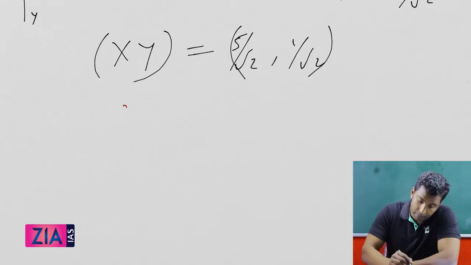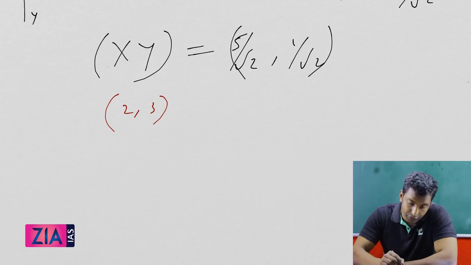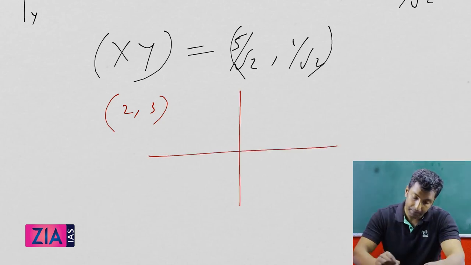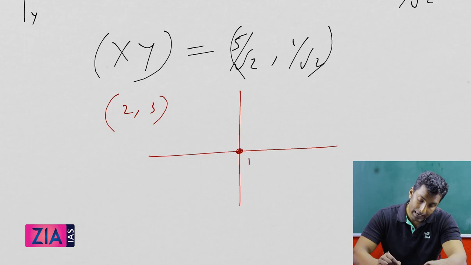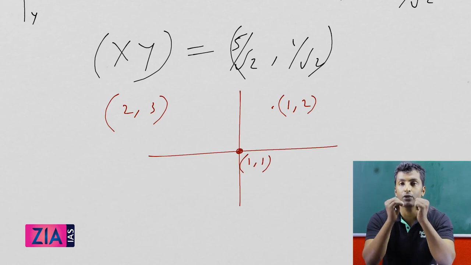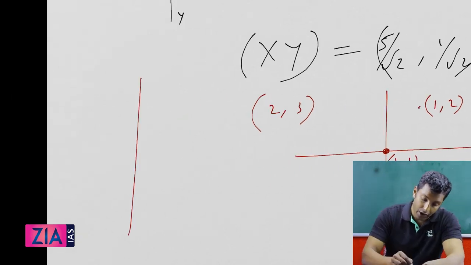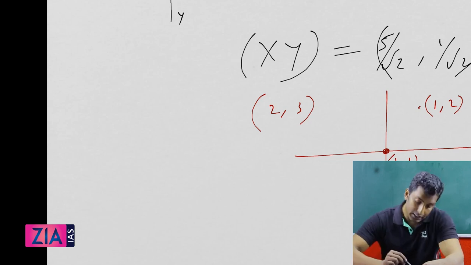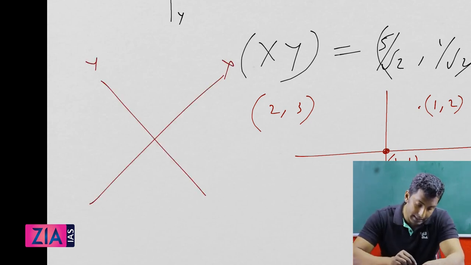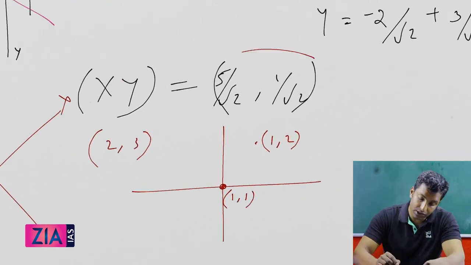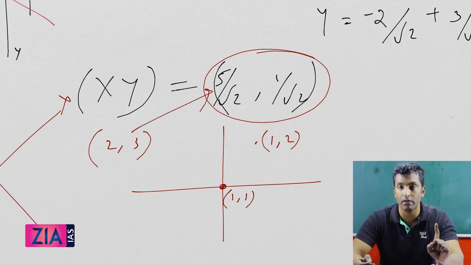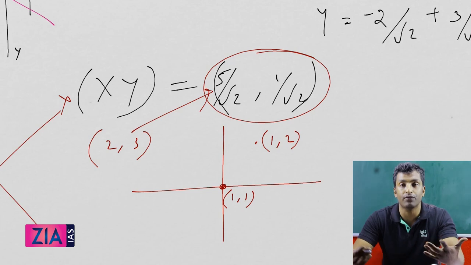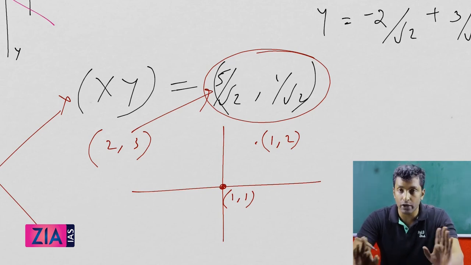See, 2 comma 3 is the point which is given to you. In the first case, if this is your origin, 2 comma 3 is given to you. I am shifting to a new case, that is origin is 1, 1. Then the very same point in the new system will be 1, 2. Similarly, if you are rotating your axis, what does that mean? X will go like this and y will come like this. This is your x and this is your y. And the very same point will be changed like this, 5 by root 2 and 1 by root 2. So instead of 2, 3, the x coordinate will be 5 by root 2 and y will be 1 by root 2. That's what you need to understand, and that's how you need to interpret. I hope this is clear for you.